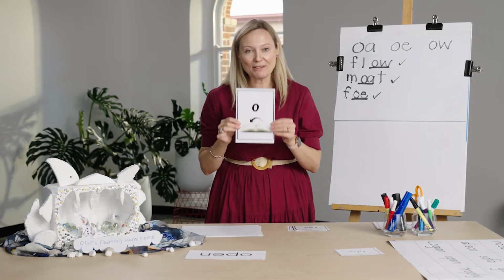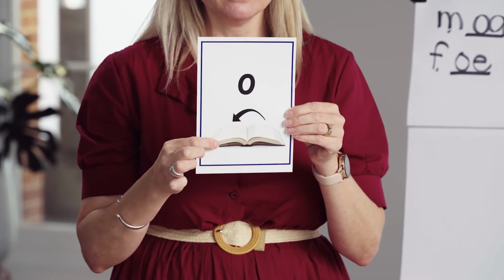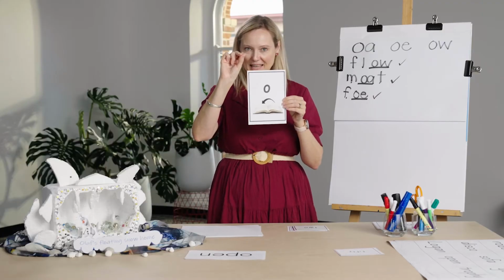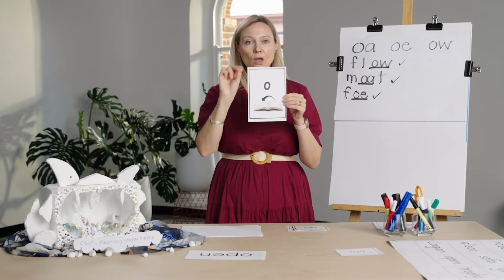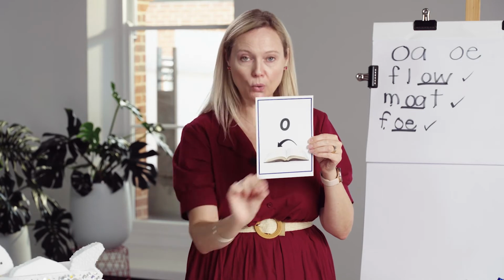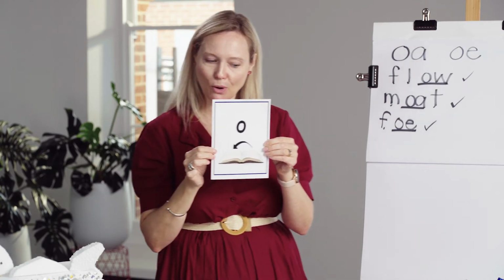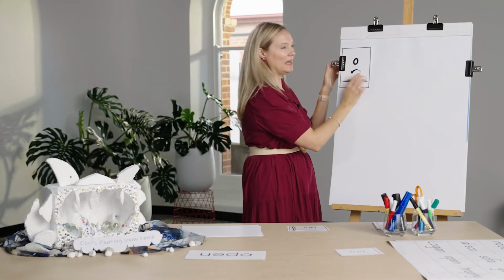So this is our new grapheme today. O, open, O. Ready to write? Get your fingers in the air. O, open, O. Open syllable O. Fabulous. I'll pop this up here and let's start with some Kung Fu blending and practice our new phoneme.